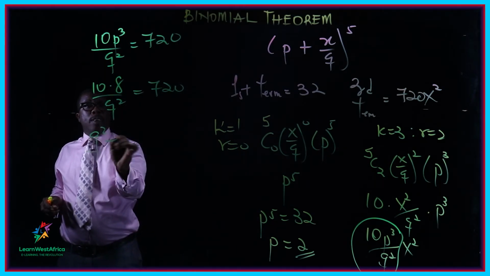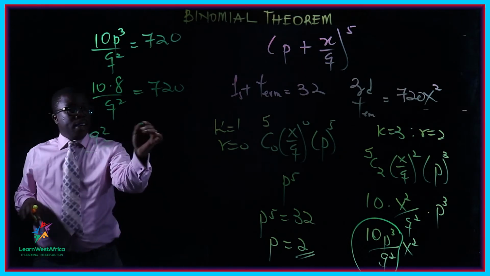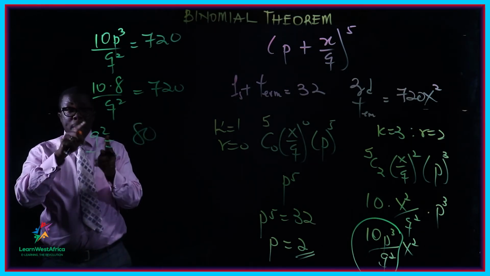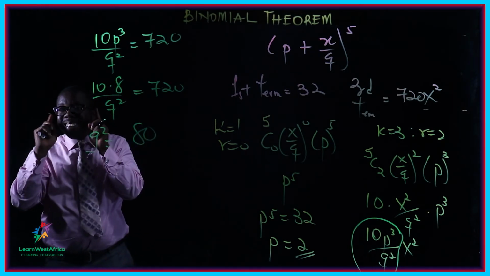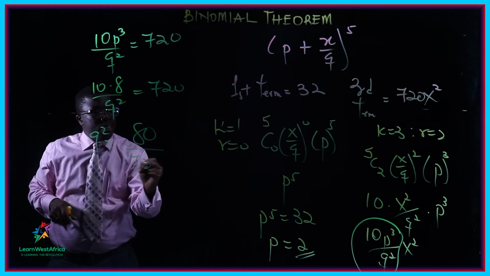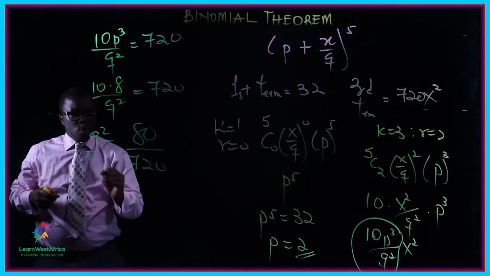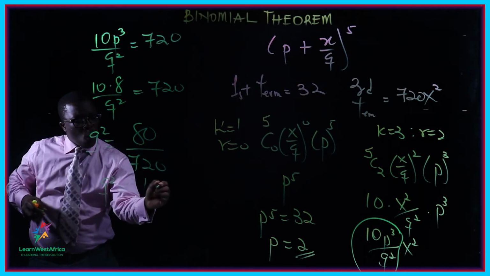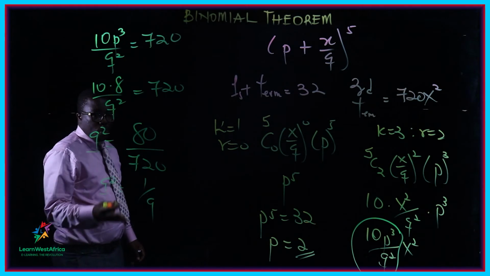So our q squared will be 80, because remember, 10 times 8 is 80, not 10.8, all over 720. So our q squared will be 1 over 9.